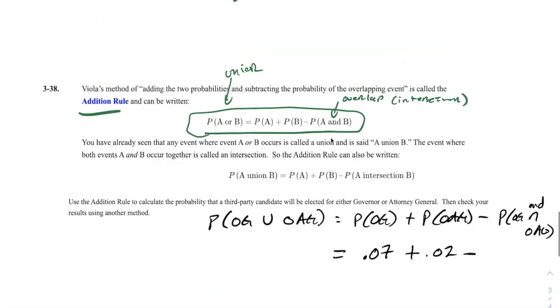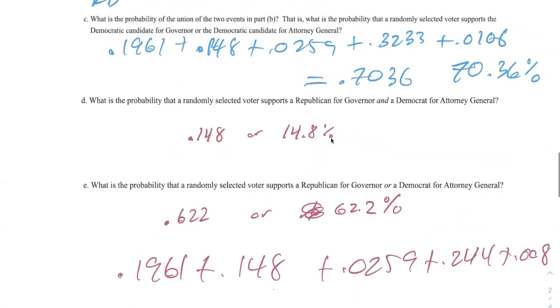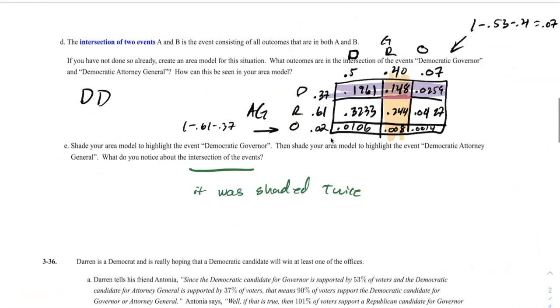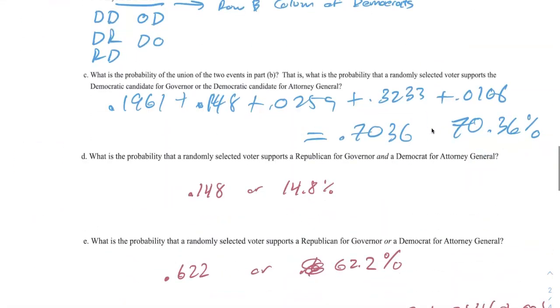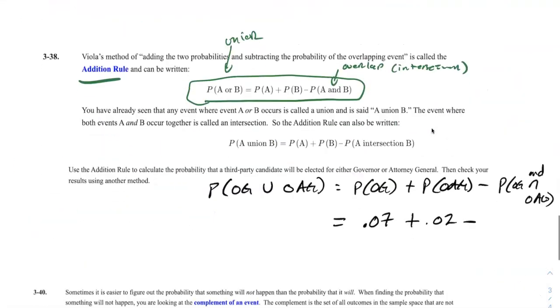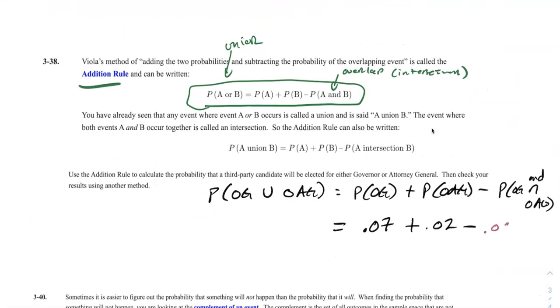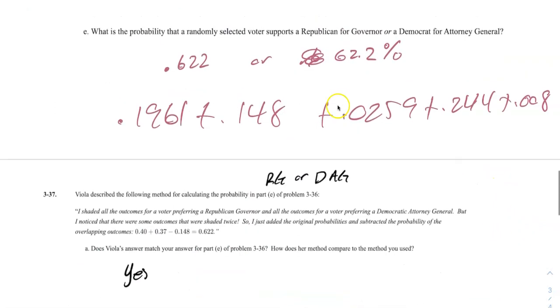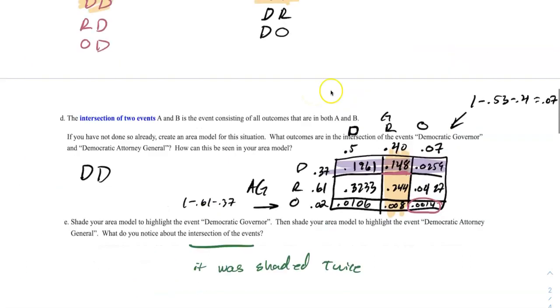Minus the intersection. So where those two things overlap, and they overlap right here for us, right? Other governor and other attorney general overlap at 0.0014. So that's what we're going to subtract off, because that's the thing that's been counted twice, right? Let me go up here. Sorry for all the up and down.